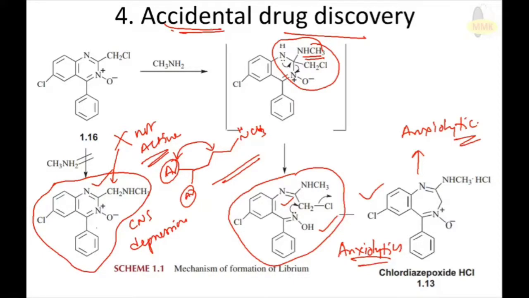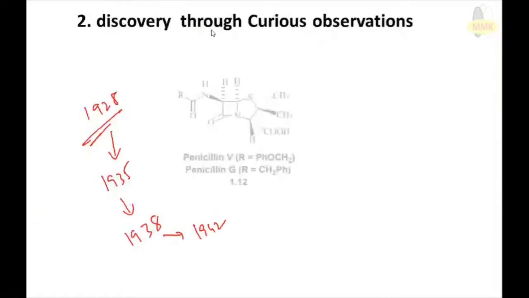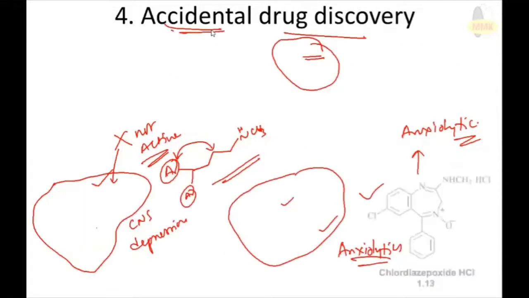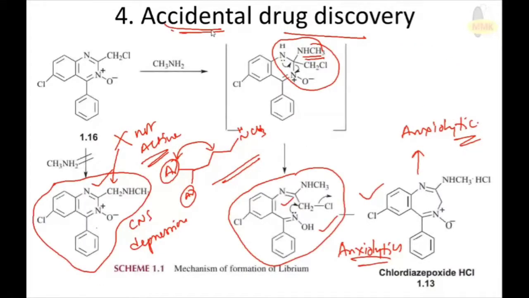Okay, so now how many different methods did we see? One is from nature, the second one is from clinical observations, third one discovery through curious observations, then clinical observations, then accidental drug discovery. So these are some of the methods right now we have in the pharmaceutical industry. So whenever a new disease comes, what people used to do is they will simply follow any one of these 4 methods to discover a new drug.